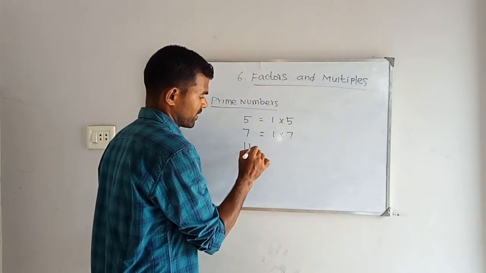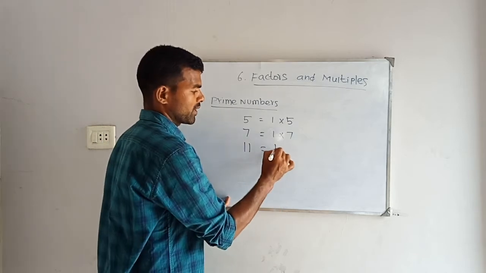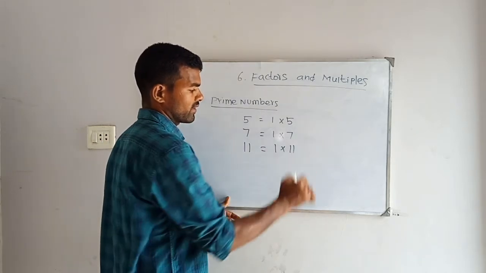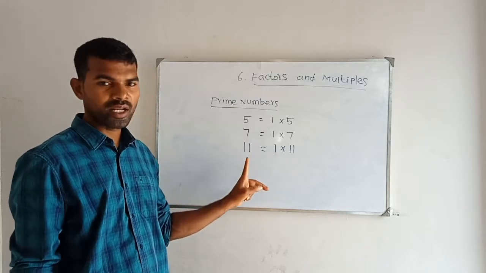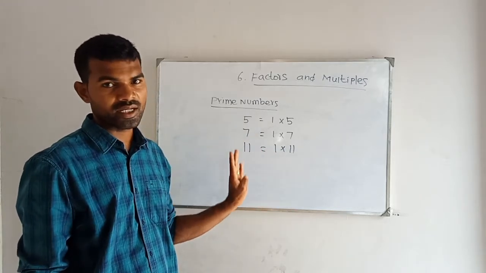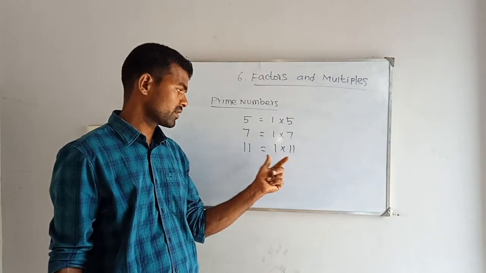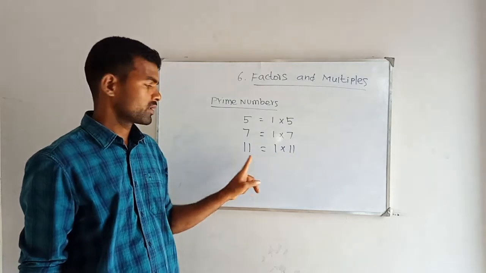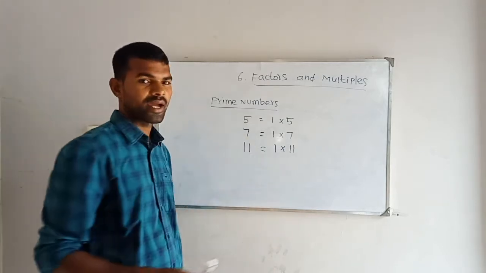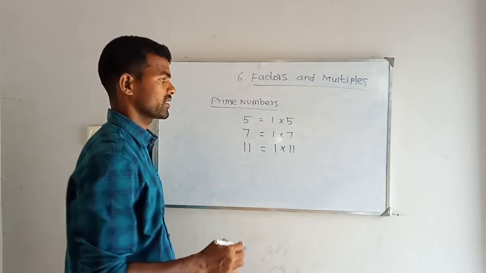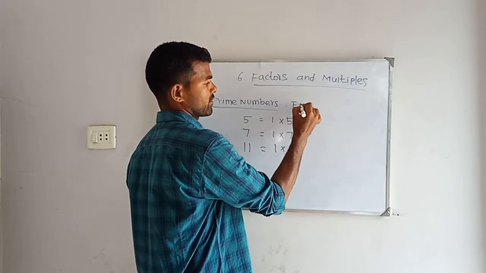See here the number 11. 1 multiply 11 is 11. With 2 if you multiply, you will not get 11. With 3 if you multiply, you will not get 11. Exactly, we have only these two factors for this number. So a prime number will have exactly two factors.